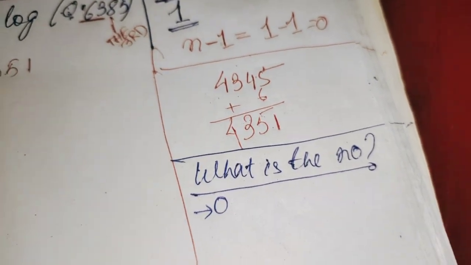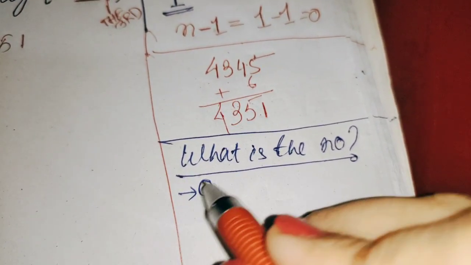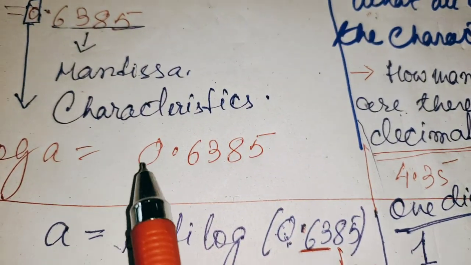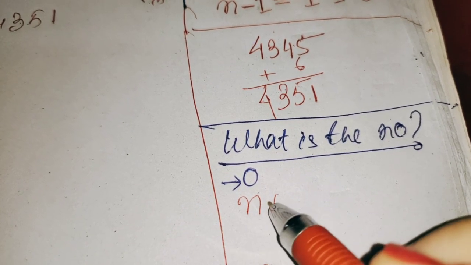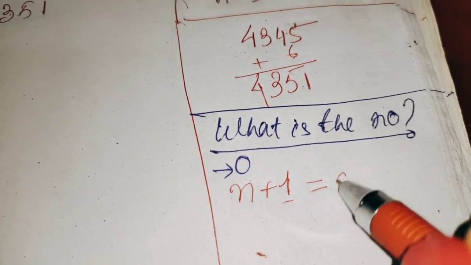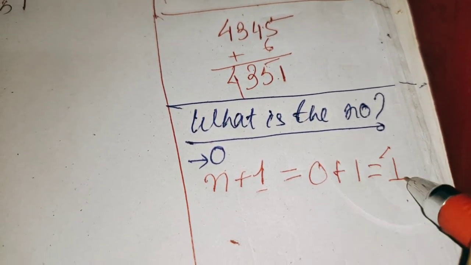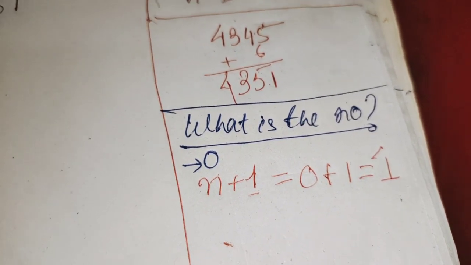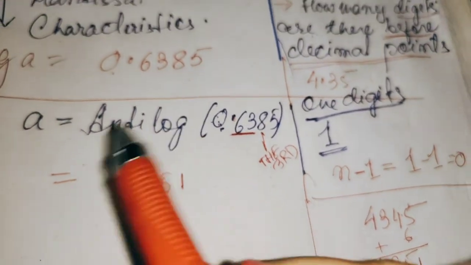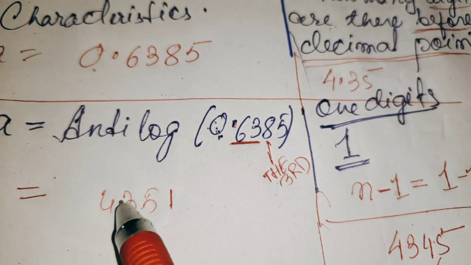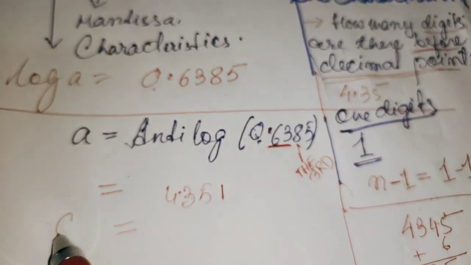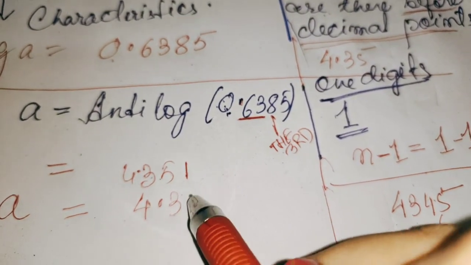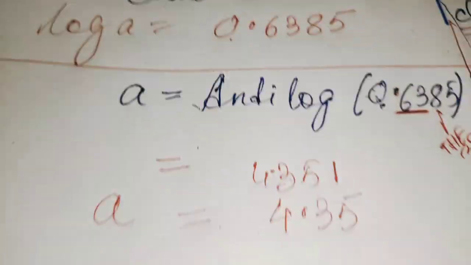Now according to the rule of log, with the number that is written in the characteristic place, we have to take that as n and add 1. So ultimately it will be 0 plus 1, which means 1. This one signifies that after one digit, you have to put the decimal point. So ultimately you get back A as 4.351. You can ignore this one. Then you can see that both the A values are the same.